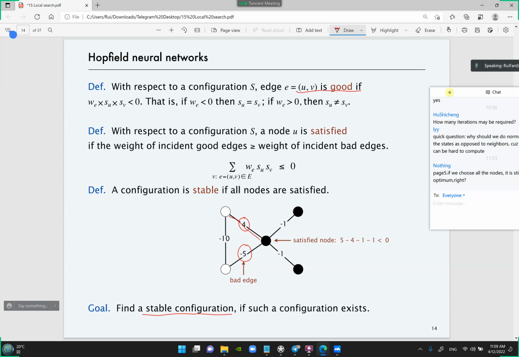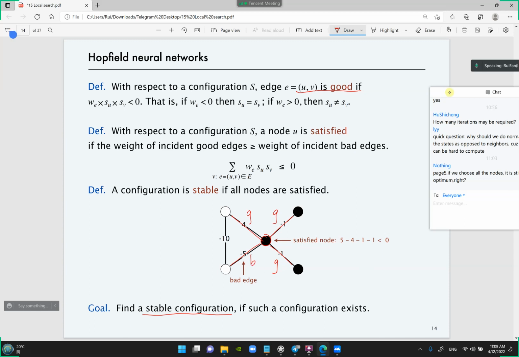Okay. So this is a good edge. This one is good, and the bottom one is bad. And then you can also say that a node is satisfied if, for example, if you look at this node, it's got 4 neighboring edges. These 4 edges, and some of them are satisfied and some of them are not satisfied. So this is a good edge, this is a good edge, this one's good, but this one's bad.